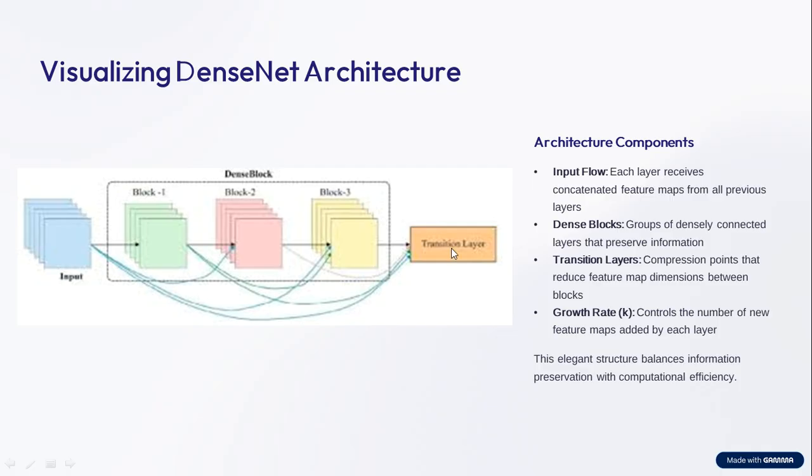Next important is the transition layer. These are connected between the dense blocks, and they compress the features and help reduce feature map dimensions between the blocks. And a very important parameter is called growth rate, always represented by k, because it helps to control the number of new feature maps added by each layer. If you take the input image size, then we can calculate the growth rate also.